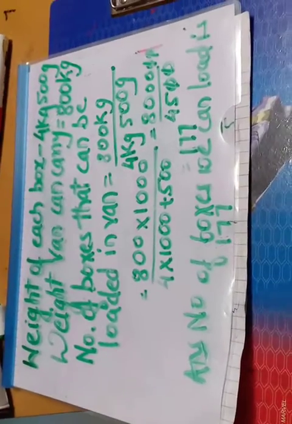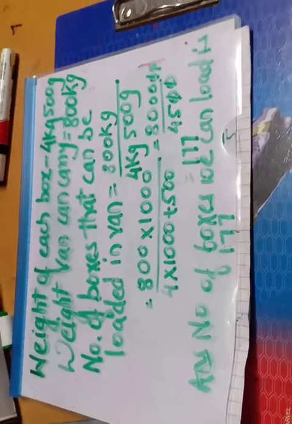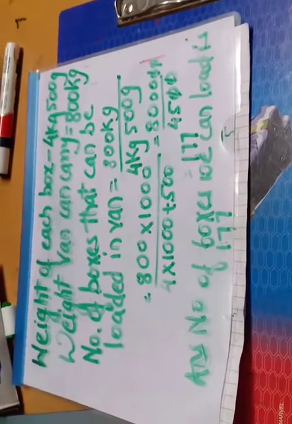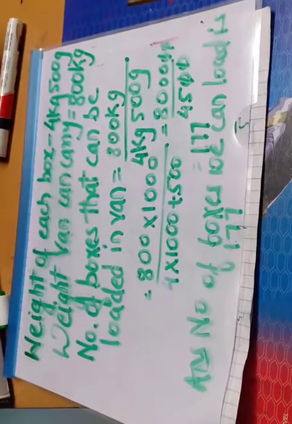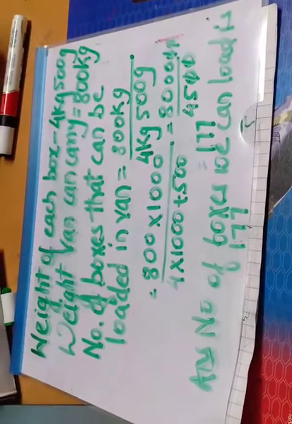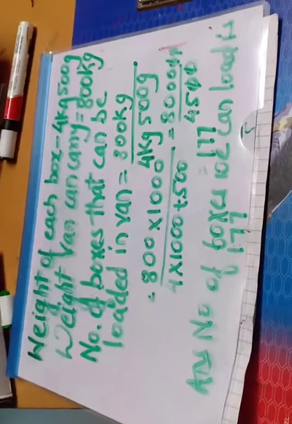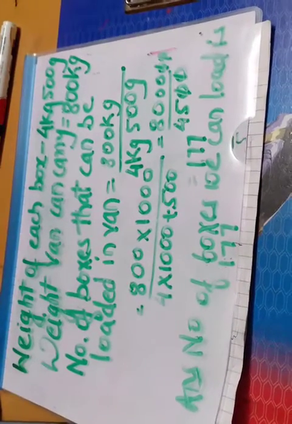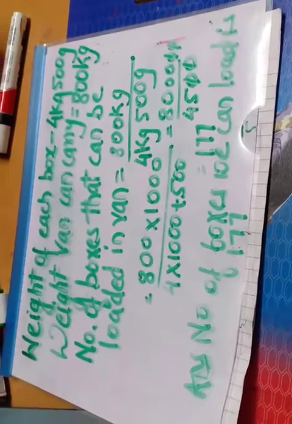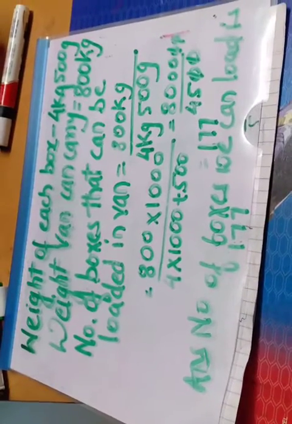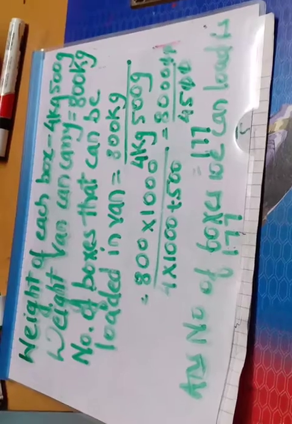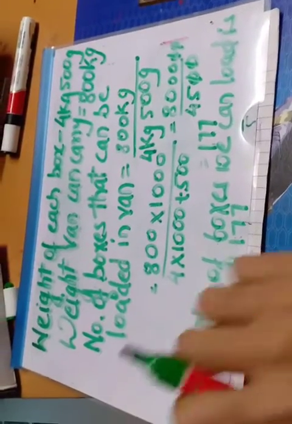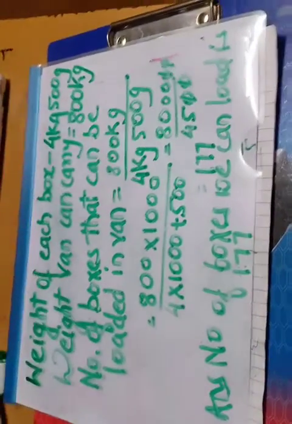177. Okay. So first we wrote weight of each box, then we wrote weight van can carry, then number of boxes that can be loaded in van, that is 800 kg divided by 4 kg 500 grams. Then we did the conversion so that the whole operation is in grams only. Okay. And after doing the division we found out that 177 boxes can be loaded and still a little bit of space would be there left out of 35 grams.